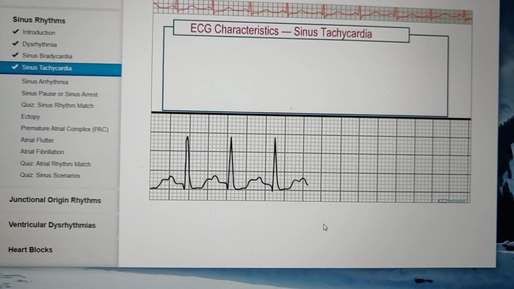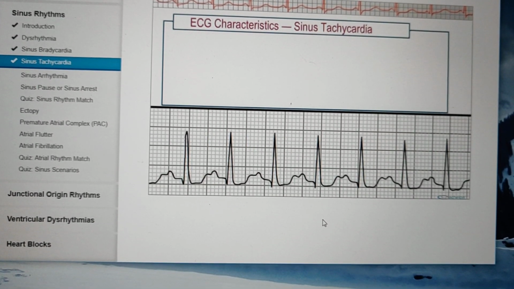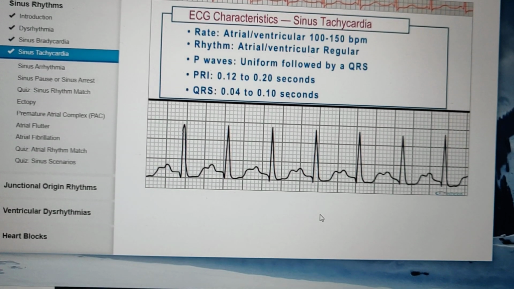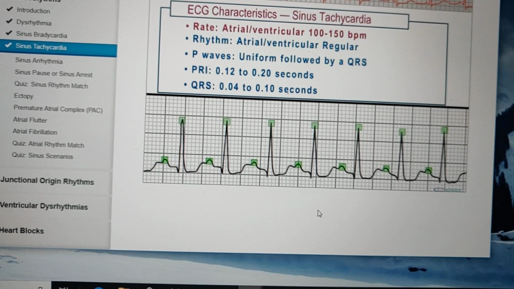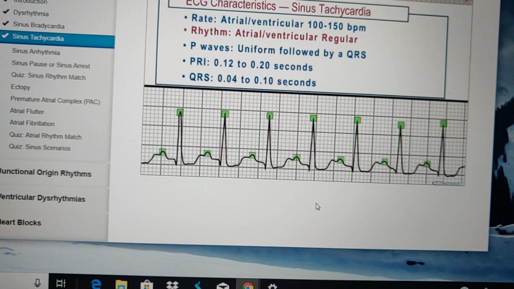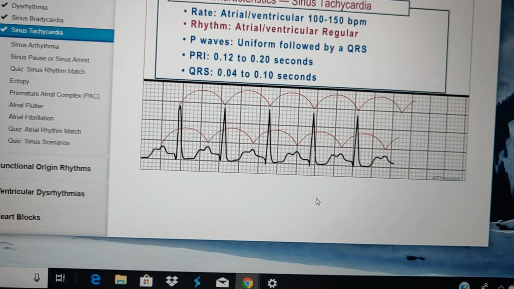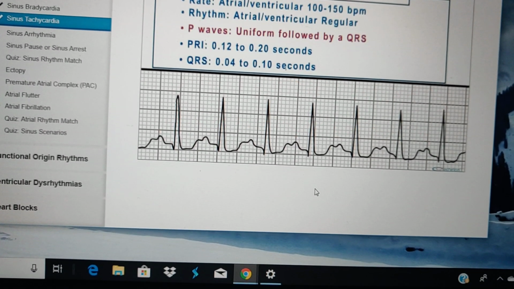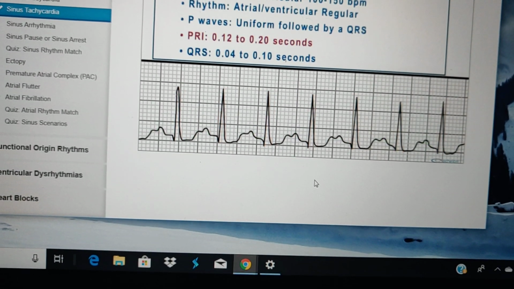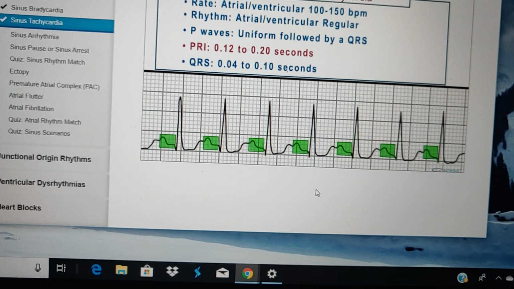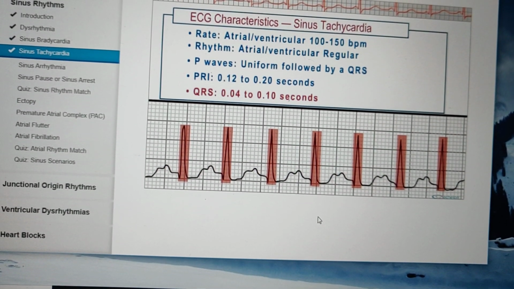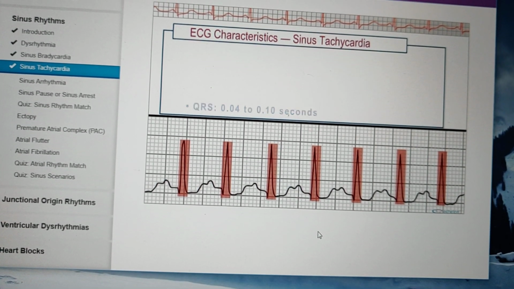Let's examine the ECG characteristics for sinus tachycardia. It follows all of the criteria for normal sinus rhythm except for the rate. Rate: atrial and ventricular rates are between 100 and 150 beats per minute. Rhythm: atrial and ventricular rhythms are regular. P waves: uniform in appearance and followed by a QRS. PR interval: 0.12 to 0.20 seconds. QRS: 0.04 to 0.10 seconds.